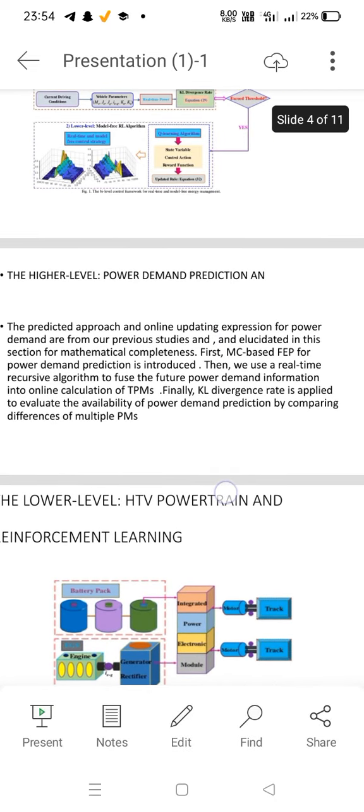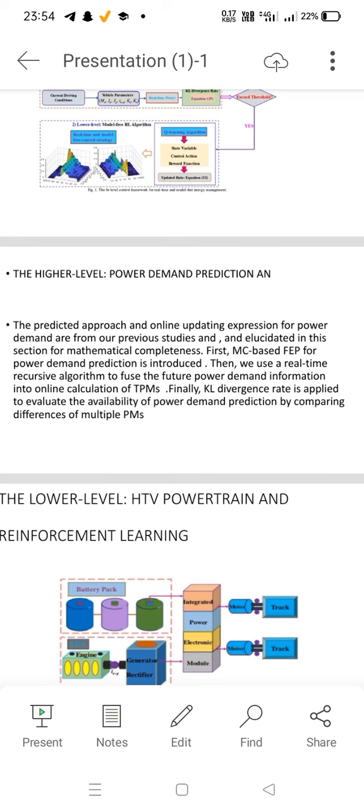The predicted approach and online updating expression for power demand are from previous studies and executed in this section for mathematical completeness. First, MC based FEP power demand prediction is introduced. Then we use a real-time recursive algorithm to fuse the future power demand information into online calculation of TPMs. Finally, KL divergence rate is applied to evaluate the availability of power demand prediction by comparing the differences between them.